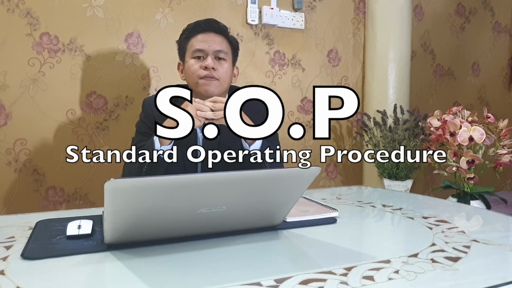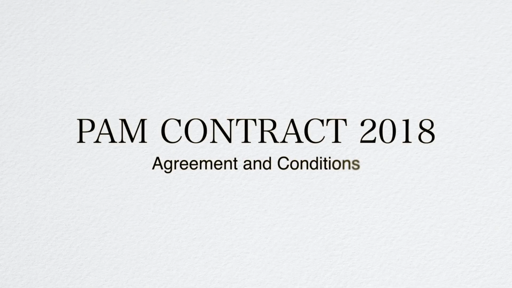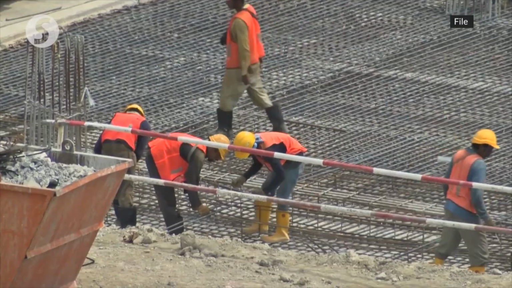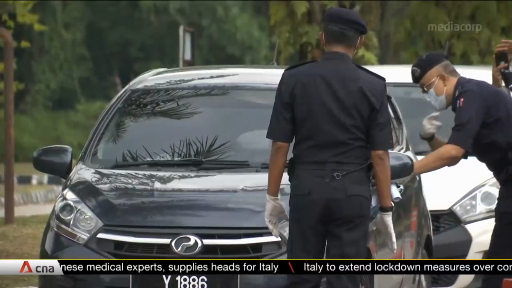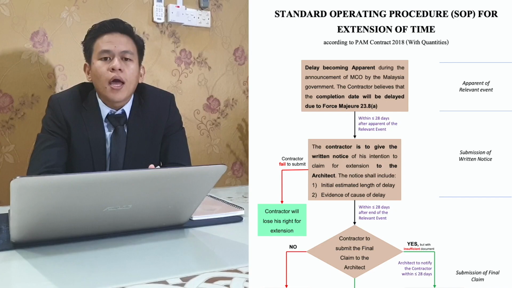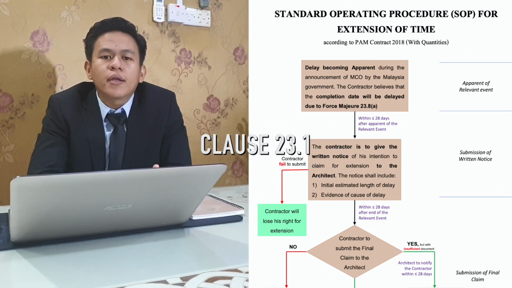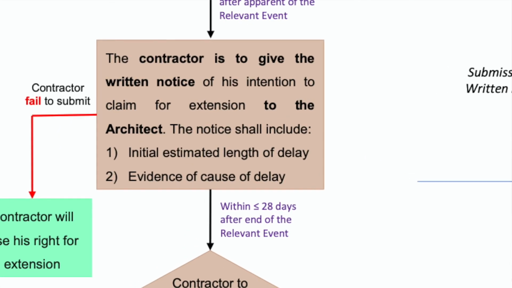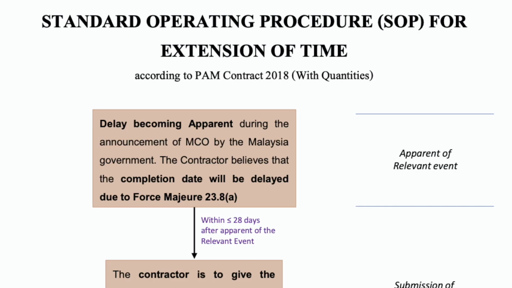SOP involved for EOT based on PAM contract 2018 begin when the contractor admit that they cannot complete the work on time due to the MCO. According to clause 23.1, the contractor may apply an EOT by giving written notice to the architect. It is because the contractor already able to identify that the delay is not his fault under clause 23.8a, which is force majeure.